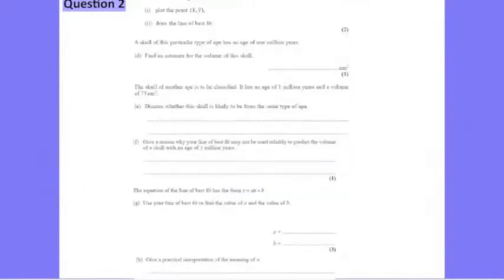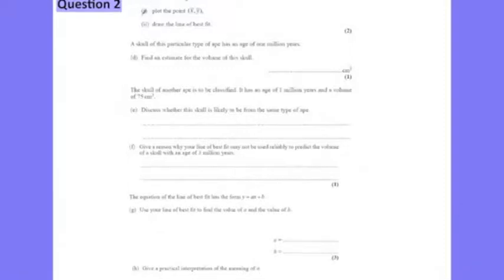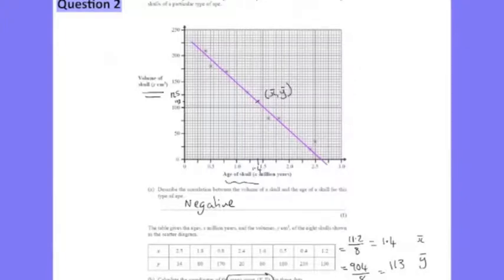Excellent. So take a look here now at this question. We've completed the mean point and we've drawn the line of best fit. We then are told that a skull of this particular type of ape has an age of 1 million years and asked to estimate the volume of this skull.